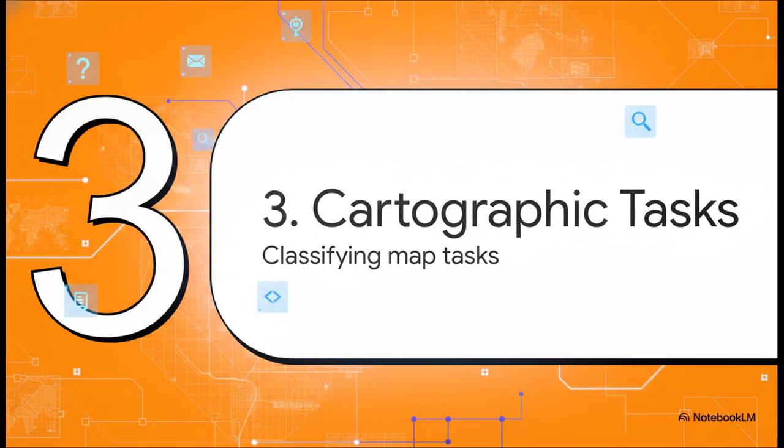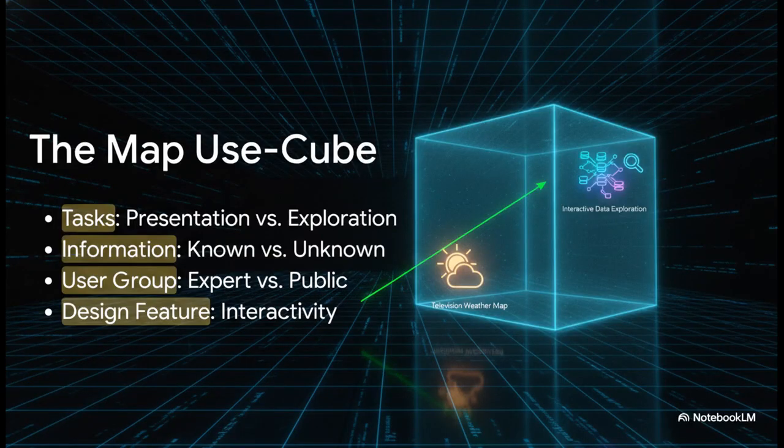All right, Section 3, decoding cartographic tasks. Now, what's really interesting about this next concept is how we actually classify these tasks. Let's conceptualize this using MacEachren and Kraak's map use cube. Imagine a 3D space where all map tasks live. On one extreme, think of a TV weather map. The information is already known, the user is just the general public, the task is pure presentation, and there is absolutely zero interactivity. It sits tucked away right in the bottom corner of our cube.